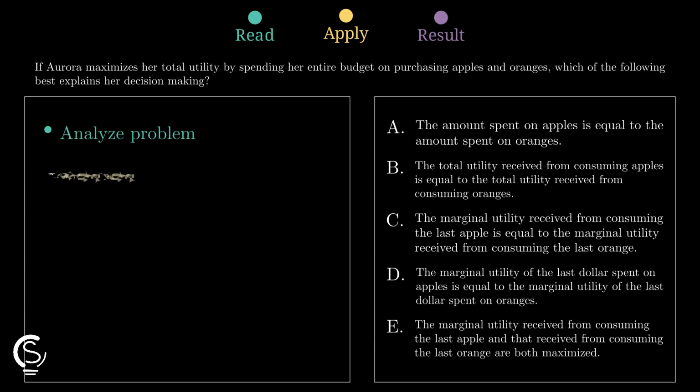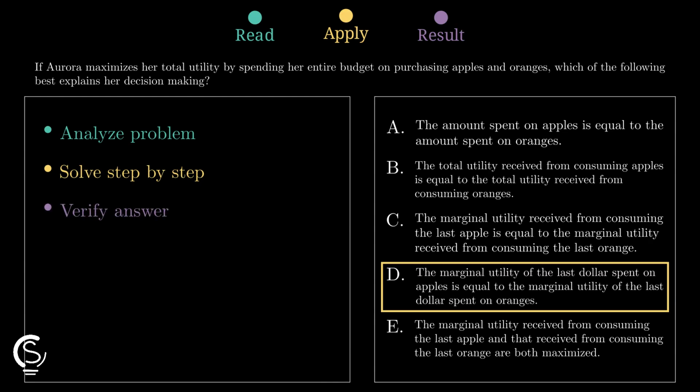Finally, we see that equilibrium occurs when these ratios are equal. If they were not, she could shift her money to gain more total utility. This confirms that option D is correct.